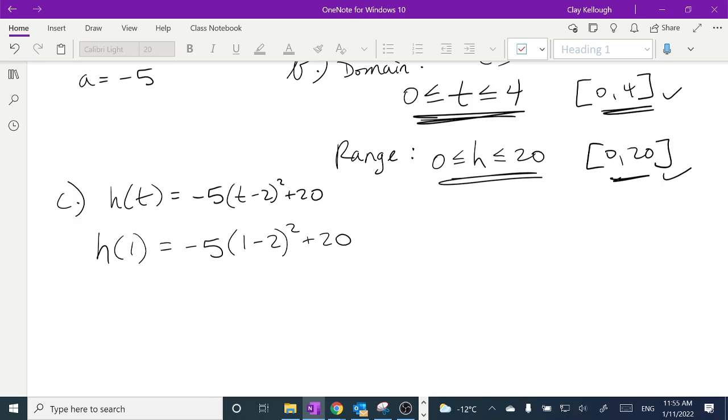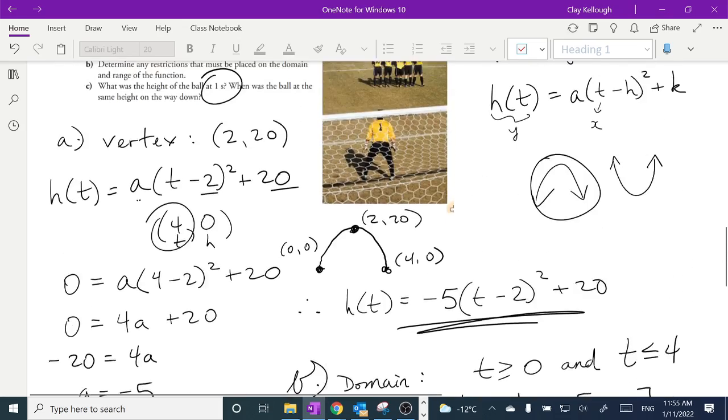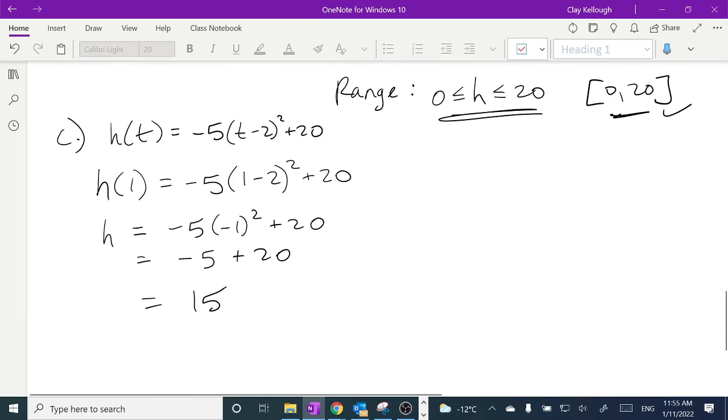This is function notation. So my height is negative 5 times negative 1 squared plus 20, which is negative 5 plus 20, because 1 squared is just 1, and the negative goes away when you square it. And so that's 15. Is this feet or meters? I've forgotten what we're in here. Meters. So it was 15 meters off the ground at the 1 second mark.